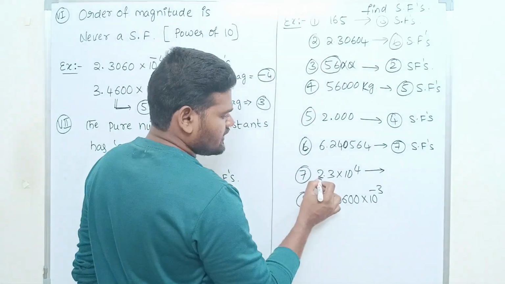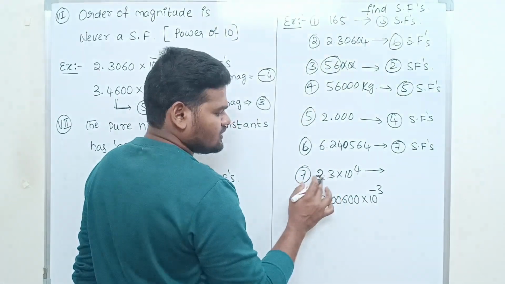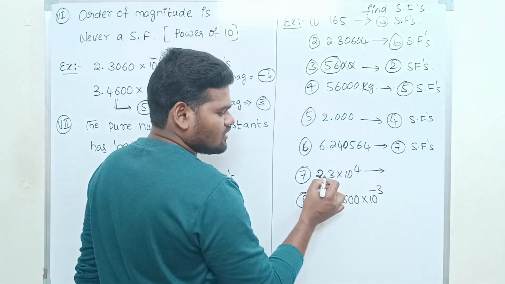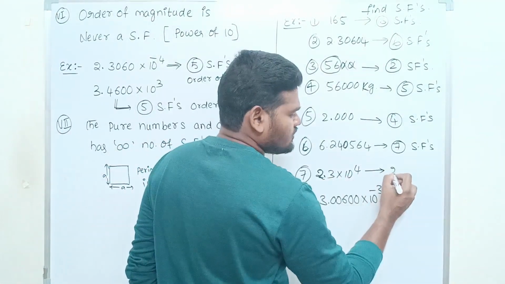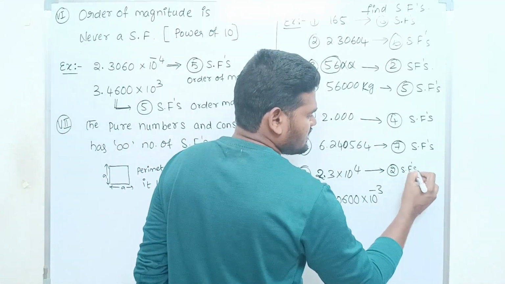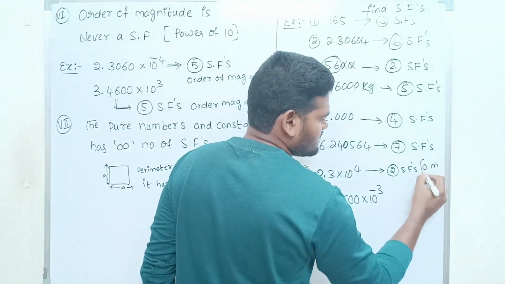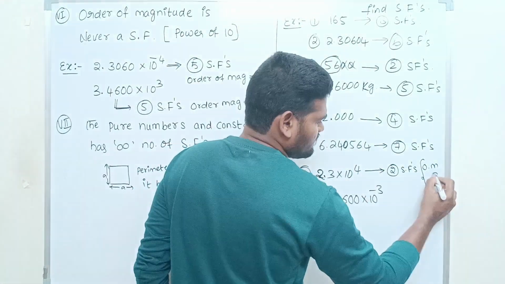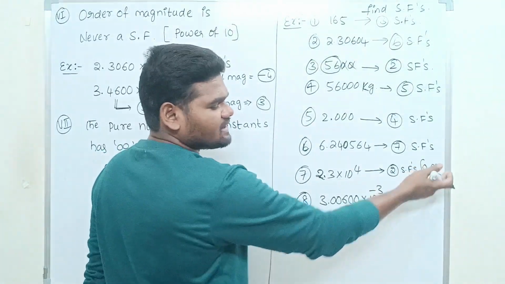Right. Here 2.3 is there. This is 2.3 into 10 to the power of 4. How many significant figures are there? 2 significant figures. Order of magnitude is equal to how much? Order of magnitude is equal to 4. Okay, OM means order of magnitude.